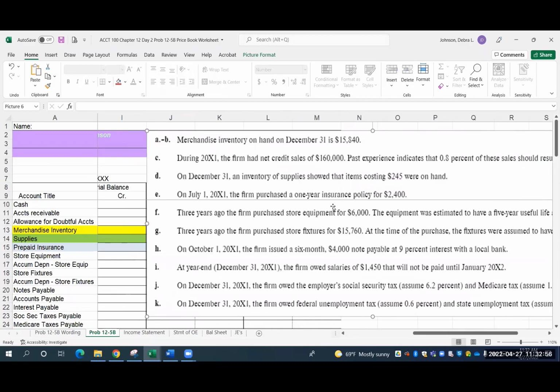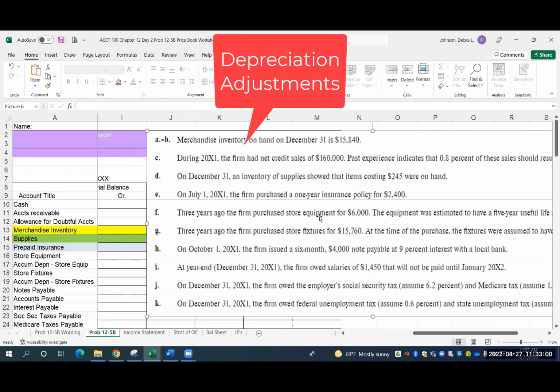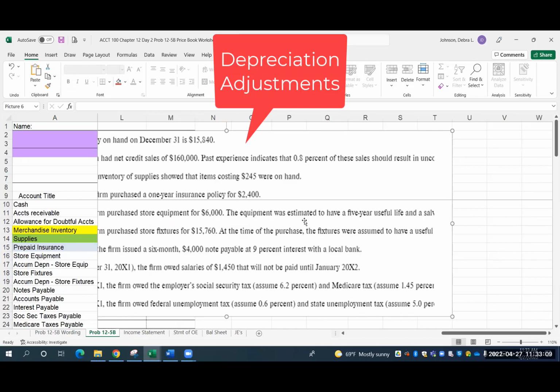All right. Letter F. 3 years ago, the firm purchased store equipment for $6,000. You can go see that in the store equipment account. The equipment was estimated to have a 5-year useful life, and then it got cut off. So we'll have to go see what the salvage value is.